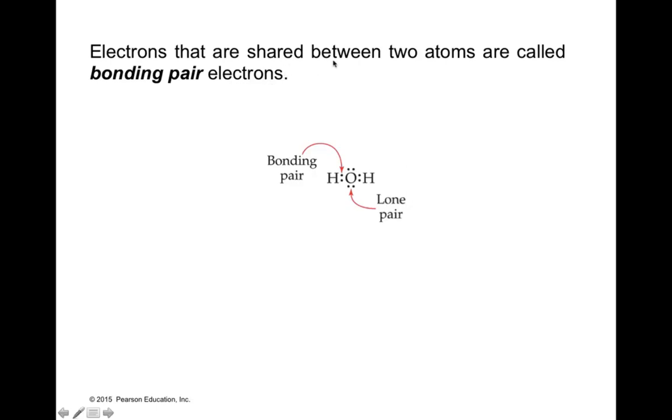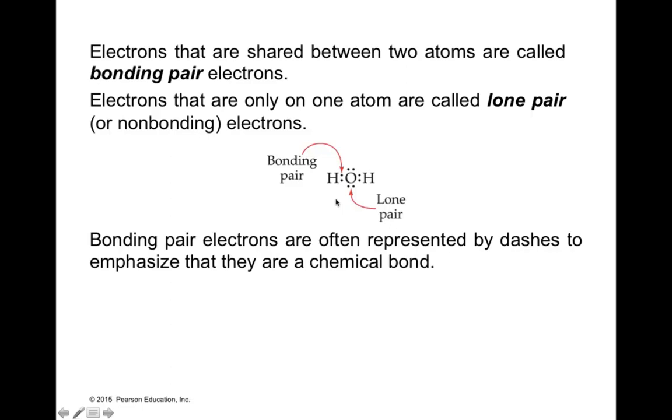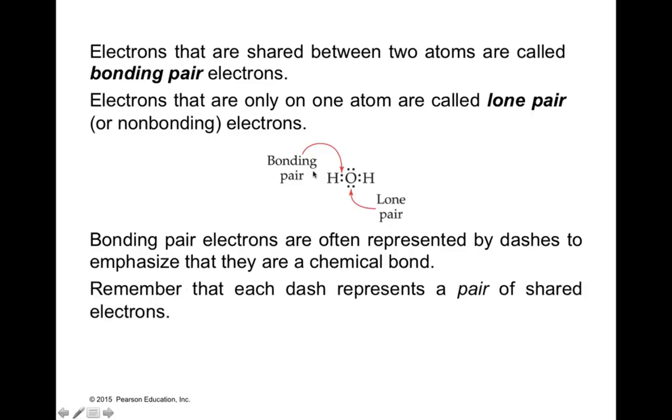The electrons that are shared between 2 atoms are called the bonding pair. The electrons that are only on 1 atom, as for example these electrons, are called lone pairs or non-bonding electrons. So these are lone pairs of electrons and these are bonding pairs of electrons. Bonding pair electrons are often represented by dashes to emphasize that they are a chemical bond. So instead of 2 electrons between the oxygen and the hydrogen, sometimes we can represent that by a dash. Remember that whenever you see 1 dash, you always see 2 electrons.